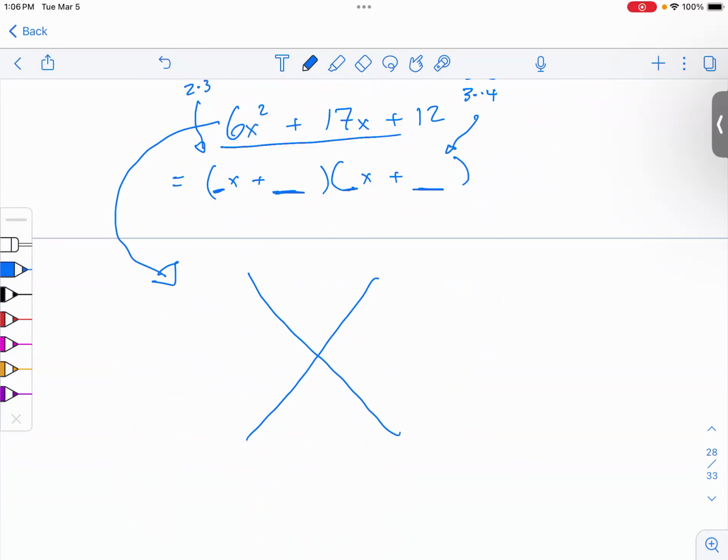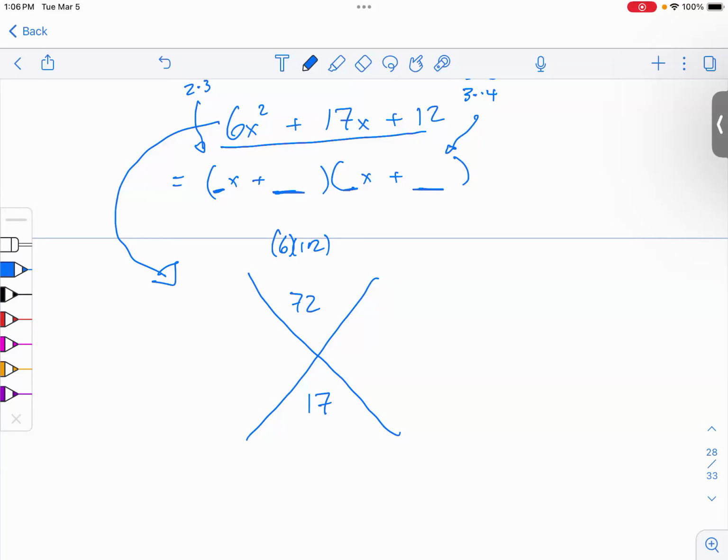Right? This is in order, ax squared plus bx plus c. So A times C, that means this is 6 times 12. 72. The B term, that middle term, goes down here, 17. So now what I do is I say, okay, what multiplies to 72? What 2 numbers multiply to 72 and sum to 17?